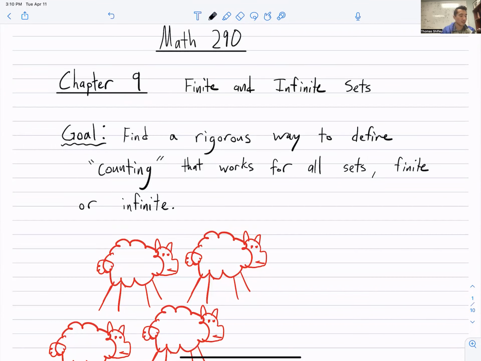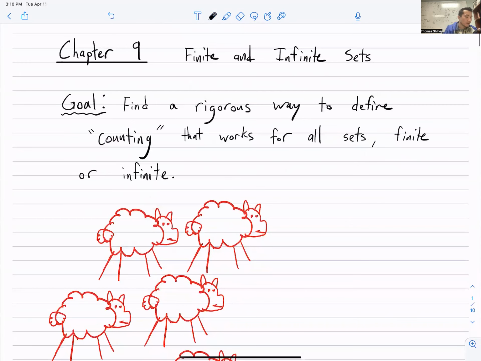But yeah, so let me walk you through an intro to chapter 9, where we're going to talk about sizes of sets. And we're going to really try and build our rigorous definition of what it means to count. So the idea is pretty simple.